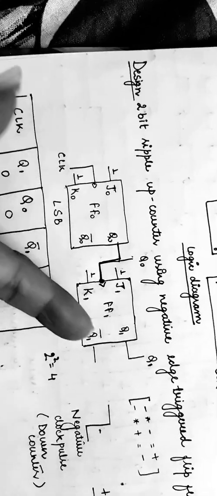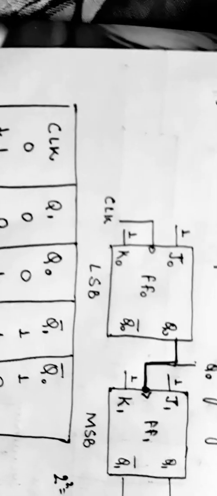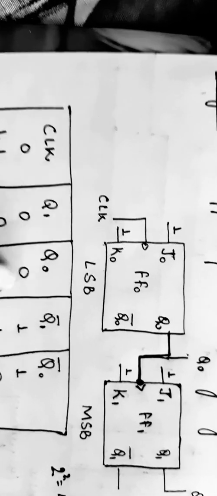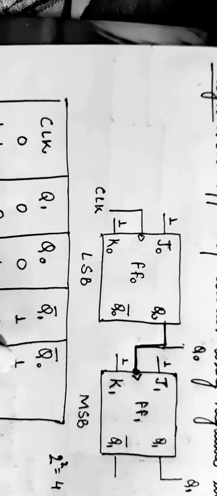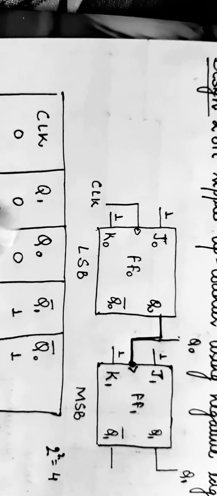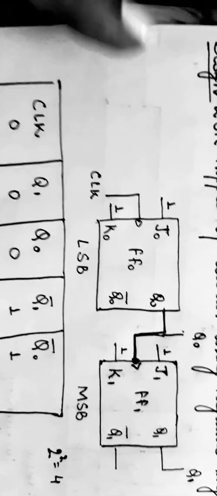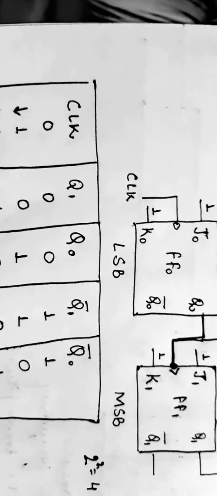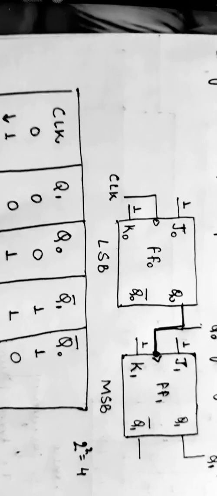the working of flip-flop 1 is dependent on the output of flip-flop 2, that is your Q0. Now here we see that firstly we have applied clock as 0. So initially your input Q0 will be 0 and your Q1 will be 0. So if Q0 is 0, Q0 bar will be 1, the complement of it, and Q1 bar will be the complement, that is 1. Clear?